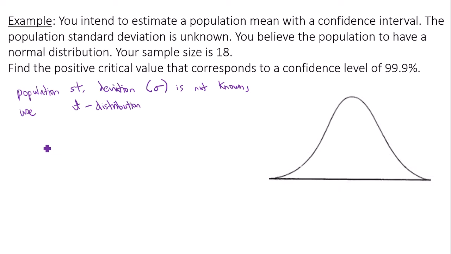So we're still going to find alpha over 2, except now we're looking for t sub alpha over 2. That's what we're looking for. Well, who is alpha? Alpha is 1 minus the confidence level, 1 minus 0.999. That would be 0.001. Alpha over 2. That's 0.001 divided by 2. That's 0.0005.